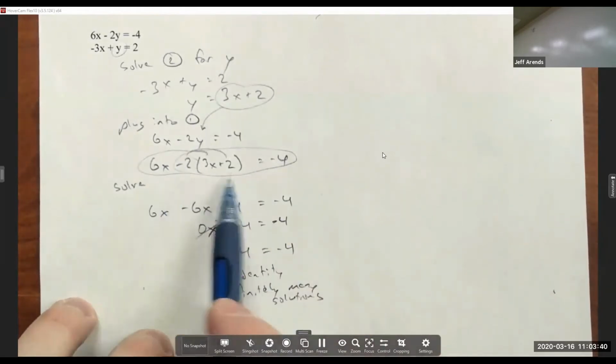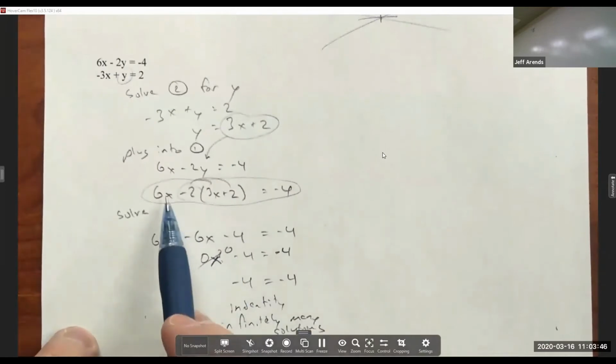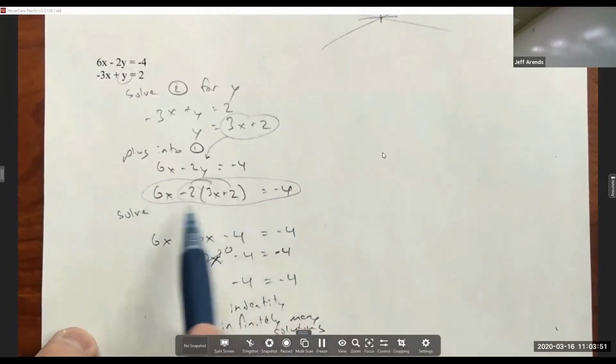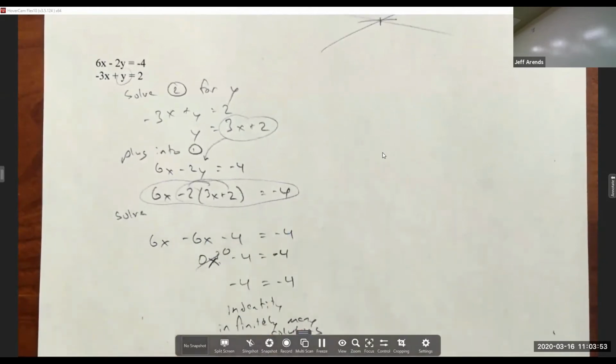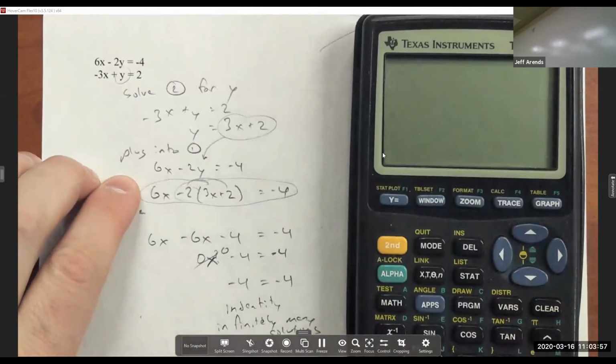This equation only talks about x's. And what I mean by saying that this is an identity and there's infinitely many solutions, it means that any value I take and I plug in for x into this equation, the left-hand side is always going to be equal to the right-hand side. Let's actually try a couple just to verify this happens.